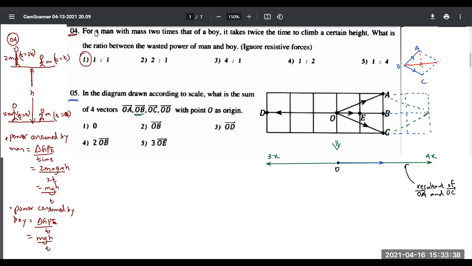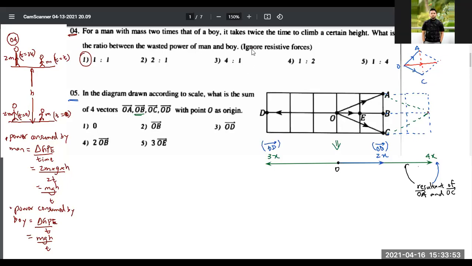And what is the magnitude of OB now? 2x, isn't it? So this is OB, and this is the resultant of OA and OC. And this 3x is OD. Now you have 3 vectors in one line. So what will be the resultant, people?